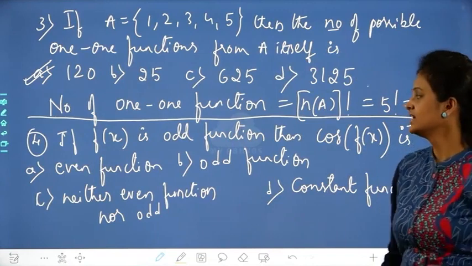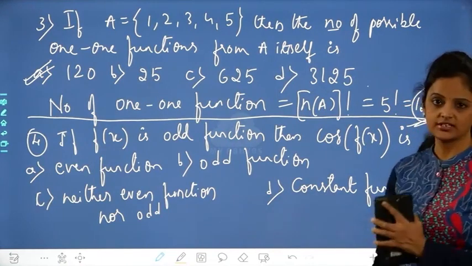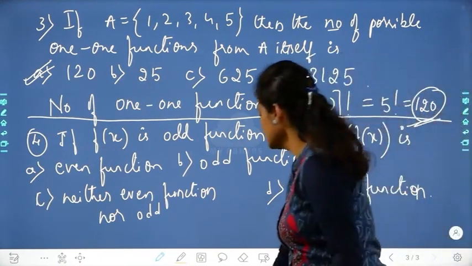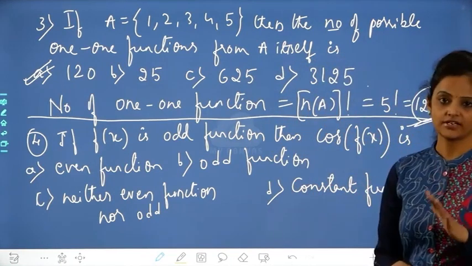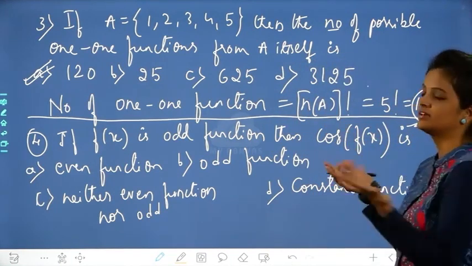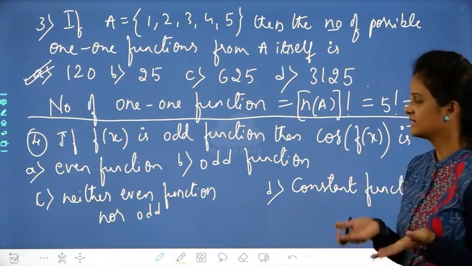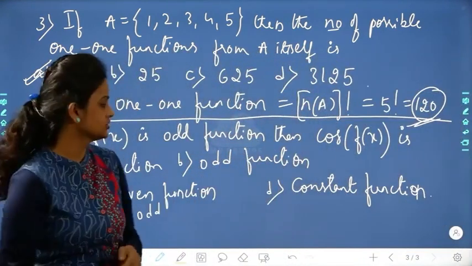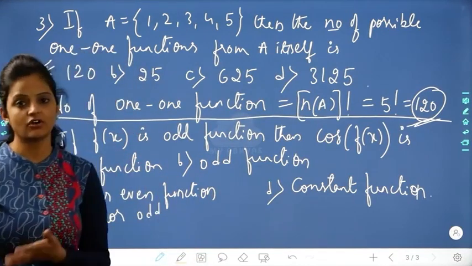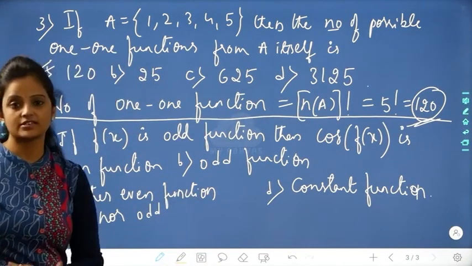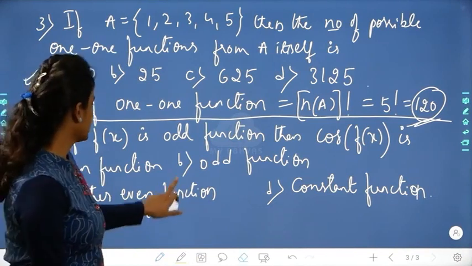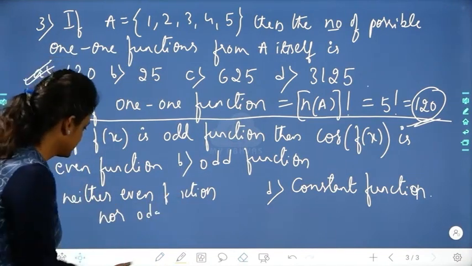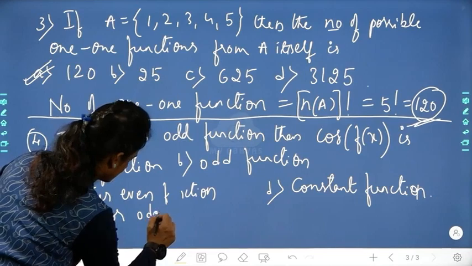See the fourth question. f of x is an odd function. It is already given that it is an odd function. Then cos of f of x is what type of function? Whether it is an even function, or an odd function, or neither even nor odd function, or a constant function, is the question. So what will I do now?